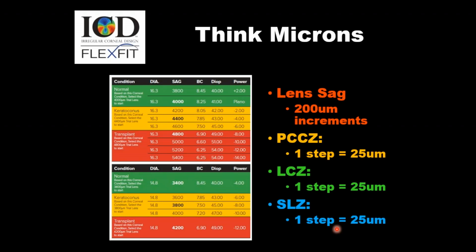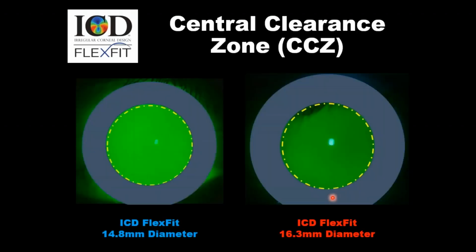If I'm going PCCZ plus four times 25, that's going to give me an extra 100 microns. If I order limbal clearance zone minus two, that's two times 25, I'm taking away 50 microns.